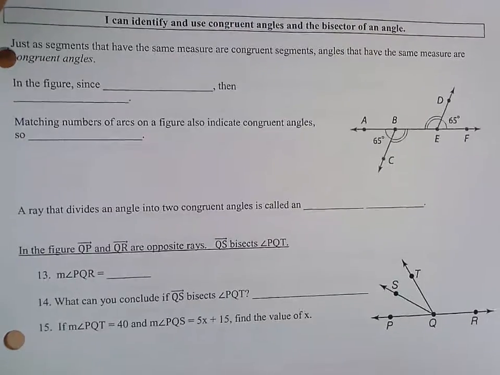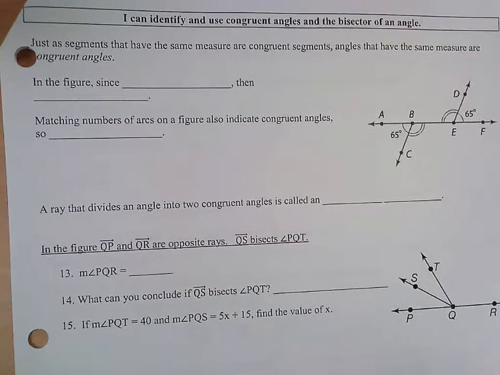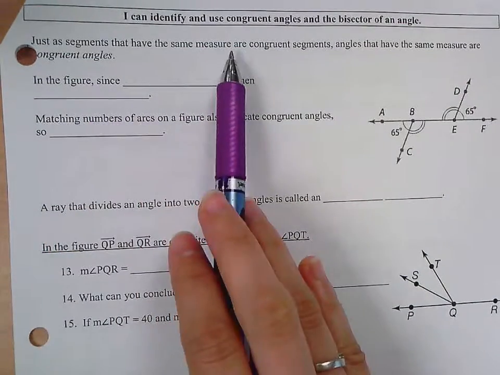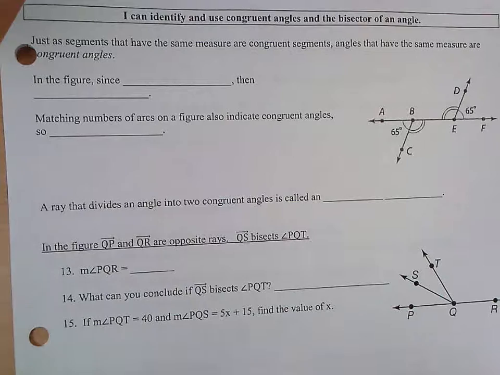Okay, and now we're going to move on to congruent angles, angle bisectors, so those definitions and then some examples. So I know a lot of this is not really examples, it's a lot of notation and vocabulary. So just as segments that have the same measure are congruent segments, angles that have the same measure are congruent angles.